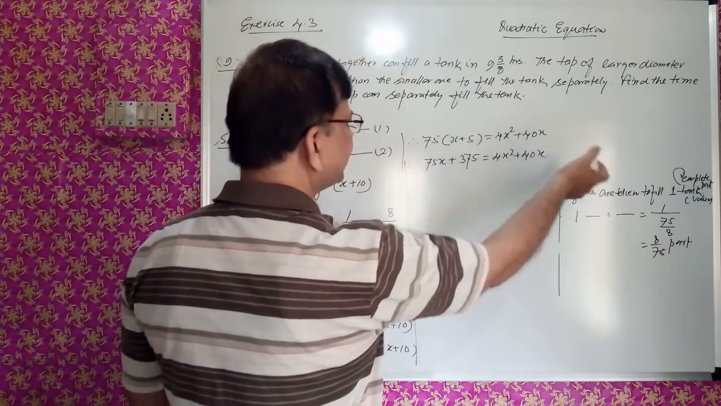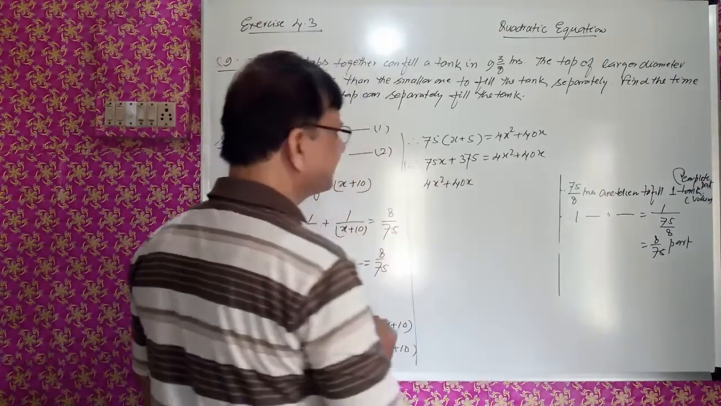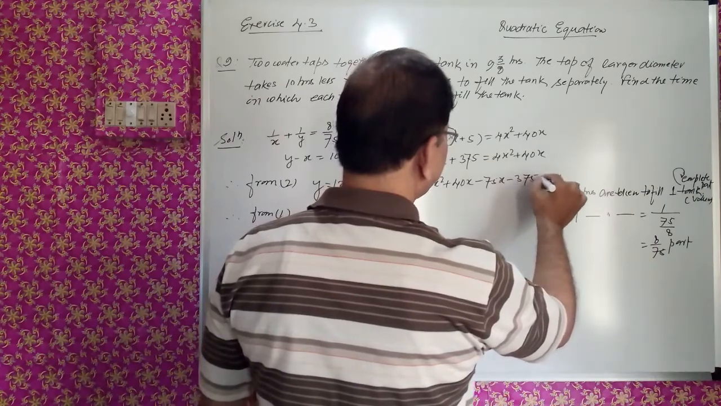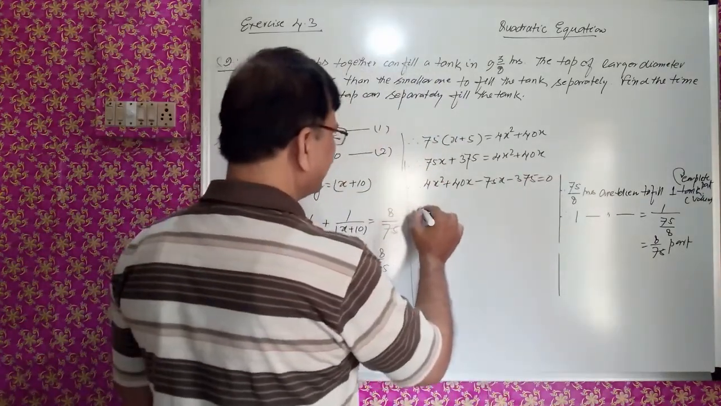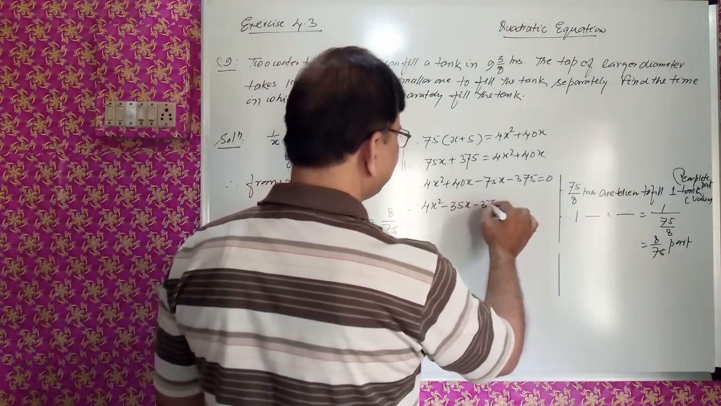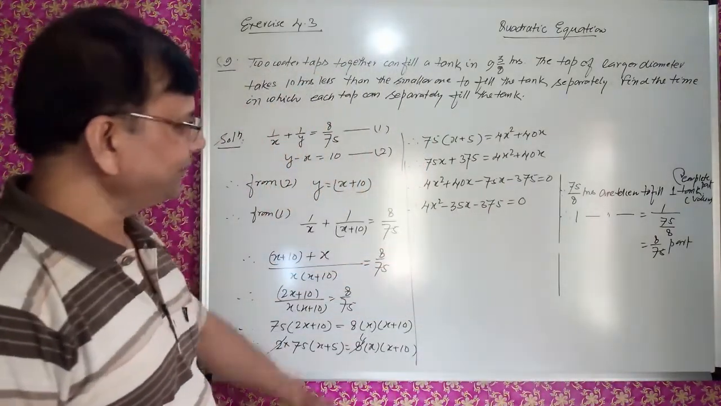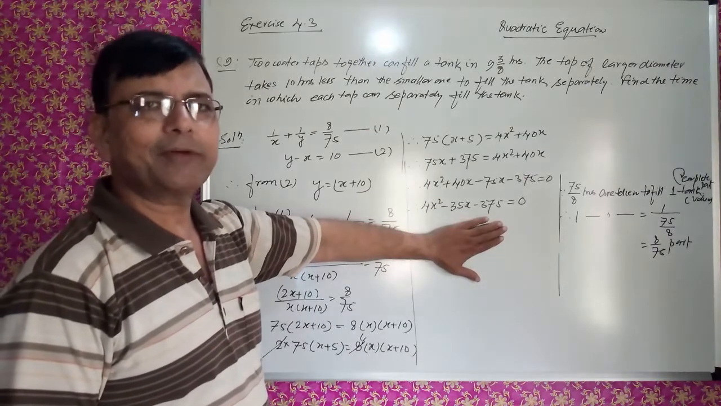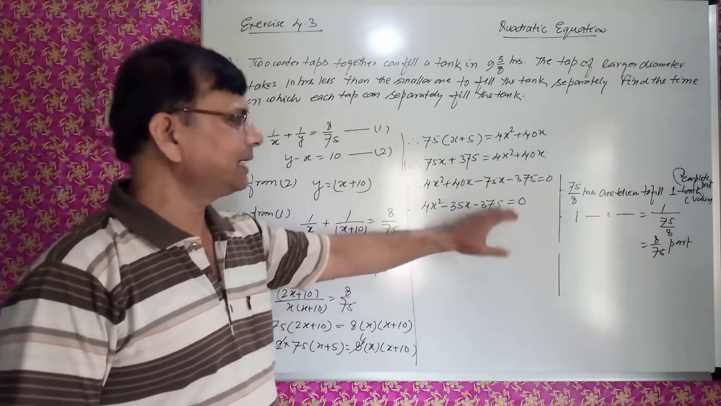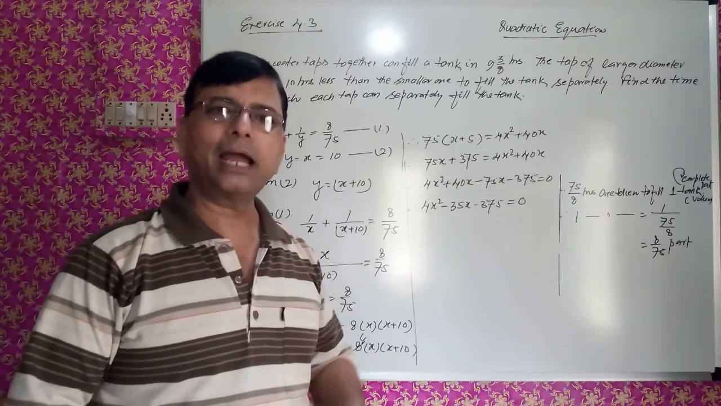Therefore, take all those quantities on the right hand side, you will get 4x square plus 40x, right, minus 75x minus 375, that is equal to 0. Therefore, 4x square minus 35x minus 375, that is equal to 0. Now see, we started from 2 variables and we have got an equation in one variable, that is the quadratic equation. Highest power on the variable is 2, that is why it is a quadratic equation. Now we will solve this quadratic equation and find the value of x and y.